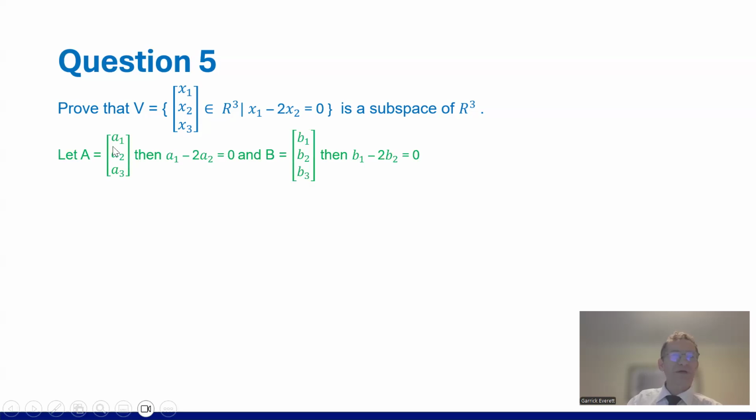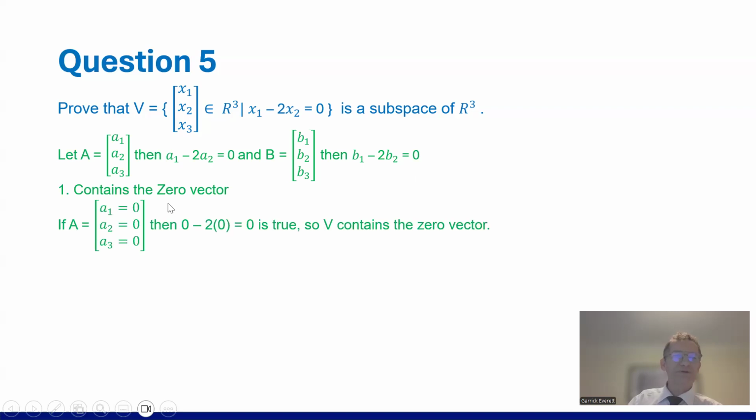So we're going to let A equal (A1, A2, A3), then A1 minus 2A2 is 0, and B equals (B1, B2, B3), then B1 minus 2B2 is 0. So you've got to prove the 3 things. 1, it contains a 0 vector, so that's pretty easy. If we set all of A to be 0, then 0 minus 2 times 0 equals 0, so it's true. So V contains a 0 vector.